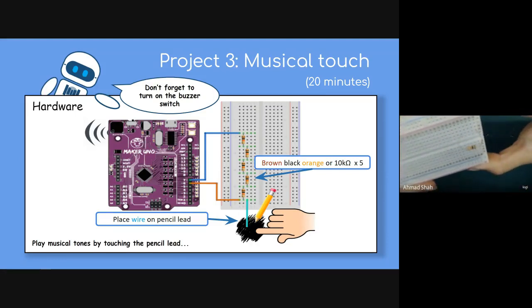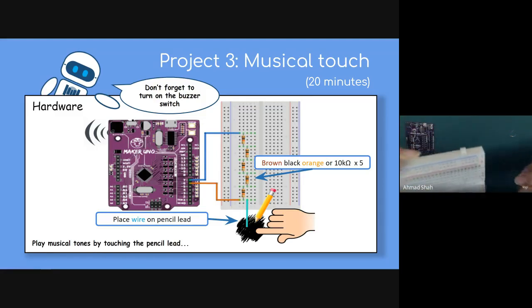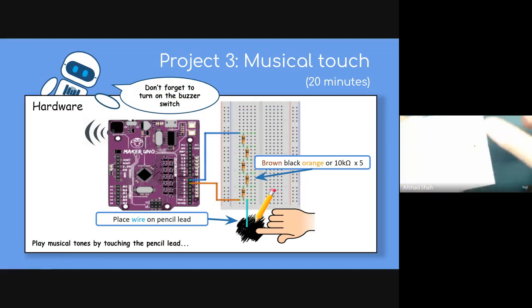Okay, and then another resistor. Since we need to connect them together, I will connect one of the legs to the same row as the previous leg, which is 25.